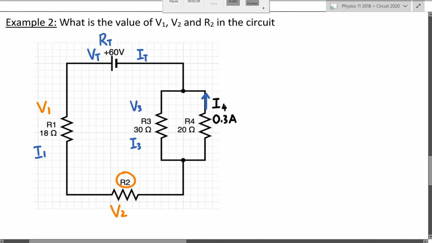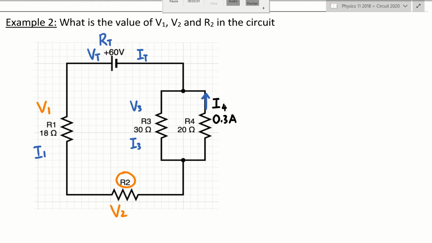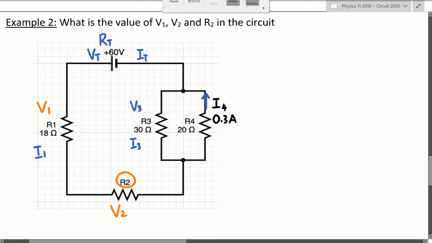Which way does current actually go? Current should be going this way, and then there's a split, and then the branches rejoin, and then it goes back to the battery. It should look something like this, but we don't have a lot of this information. For example, I3 is missing. So I total, at some point, splits up into I3 and I4, and then rejoins.